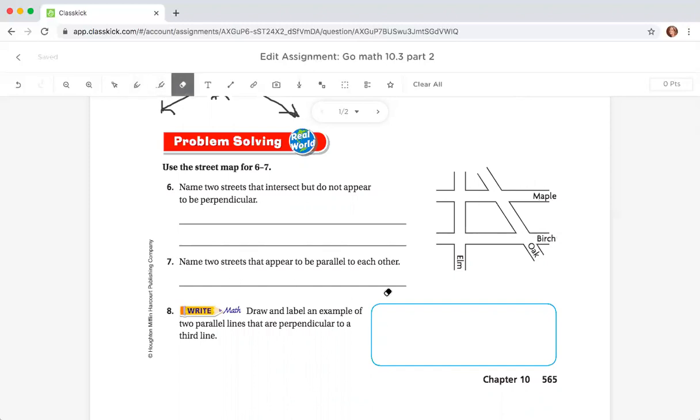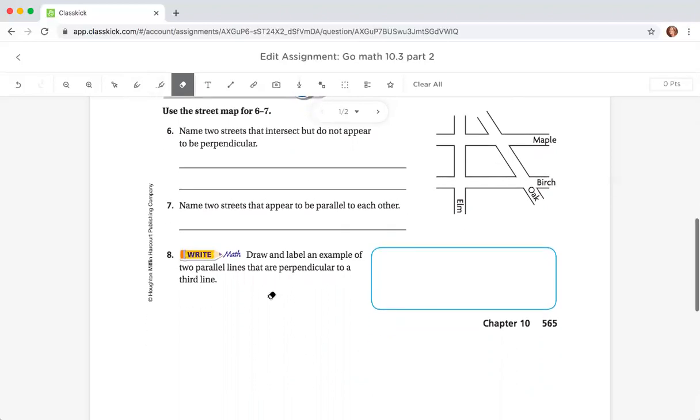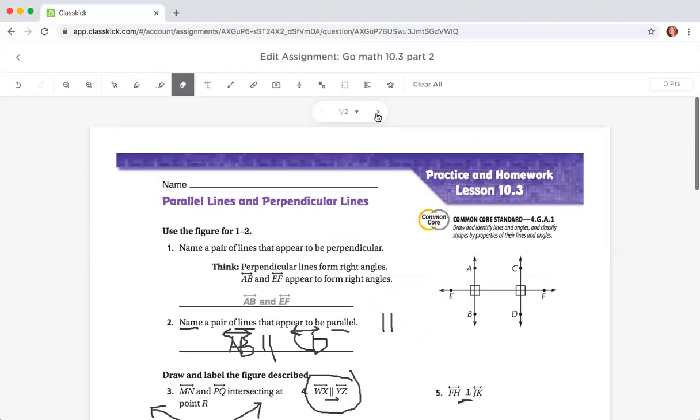Name 2 streets that appear to be parallel to each other. I'm gonna let you look at that and figure that out. Draw and label an example of 2 parallel lines that are perpendicular to a third line. So kind of like what's up here, you might draw something similar to what you have on this side of the map over here. All right, next page.